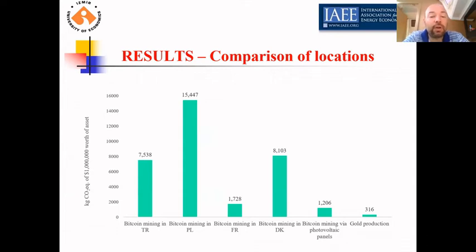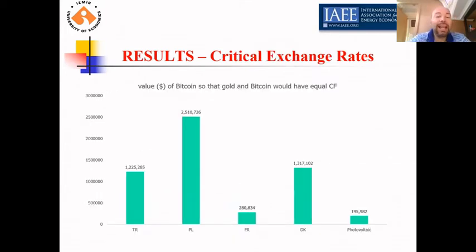Here you see the first set of our results. There are six columns in this figure. The first four show the carbon footprint of Bitcoin mining in different locations. The first one is in Turkey, then Poland, then France, and then Denmark. The fifth column shows what the carbon footprint of Bitcoin mining would be if all the energy required for the process came from photovoltaic panels, which is the cleanest technology available. And finally, the rightmost column you can see is the environmental impact of gold production per unit value. And as you can see, the environmental impact of Bitcoin is way higher, even in the cleanest scenario, compared to gold production.